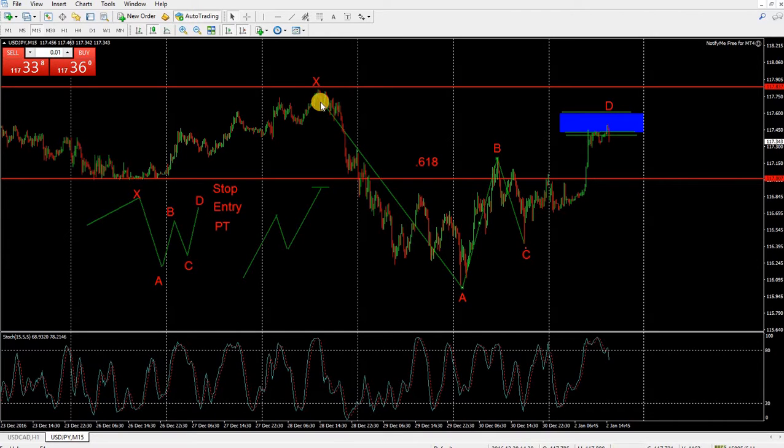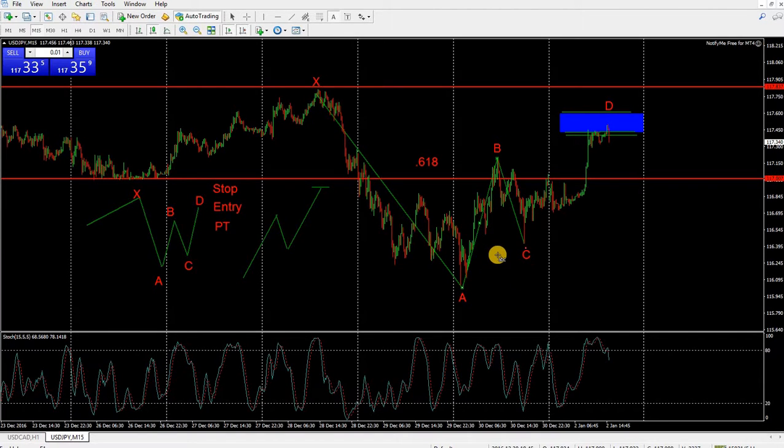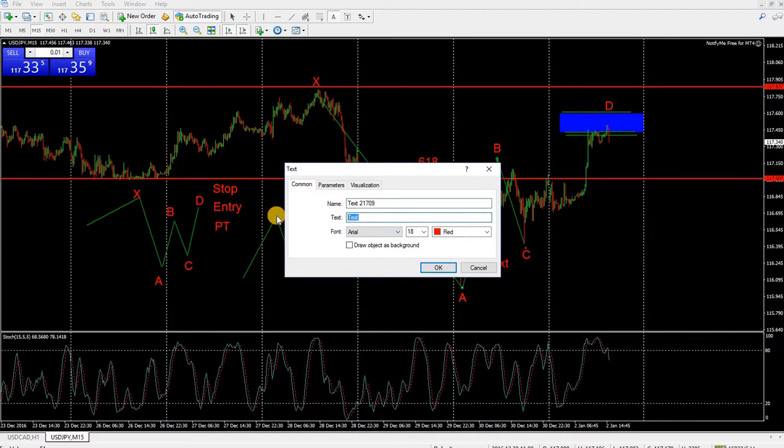So once again, drawing this, your X to A leg is the initial leg. You would like to see it break the previous swing point and be a large and substantial move. For your A to B, you're looking for a 618 retracement from your X to A leg, so it should retrace 61-62%. Your B to C leg should once again retrace around that 618 level.